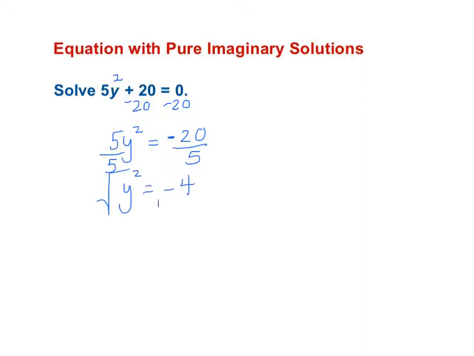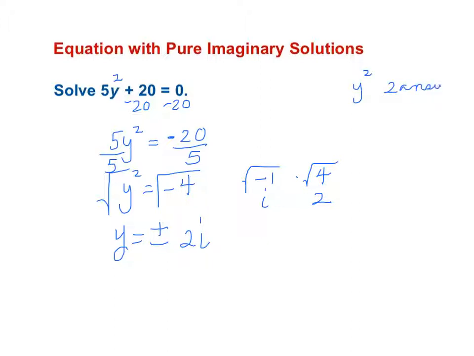I'm going to take the square root of both sides, and because this is a quadratic, it's going to have two solutions, plus and minus. Then I'm going to take the square root of negative 4. Well, the square root of negative 4 is the square root of negative 1 times the square root of 4. So this is i, and this is 2, so this is going to be 2i, plus or minus 2i. Because this is y squared, there's always going to be two answers, so this will be plus and minus.